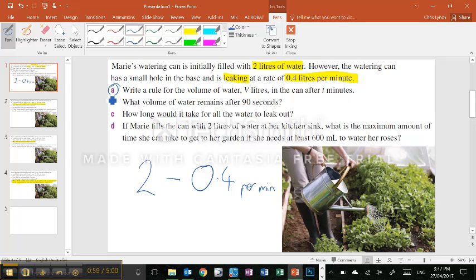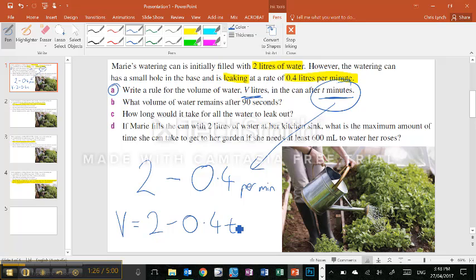Question A says that we want to write a rule for the volume of water, V, in the can after T minutes. So T minutes and volume of water. We've actually basically already done this. So obviously we were working out the volume, and that's going to equal whatever's in the can. And it was 2 minus 0.4, and this said to use T for minutes. So right here you can see that we have designed our equation that we can use for the following couple of questions.